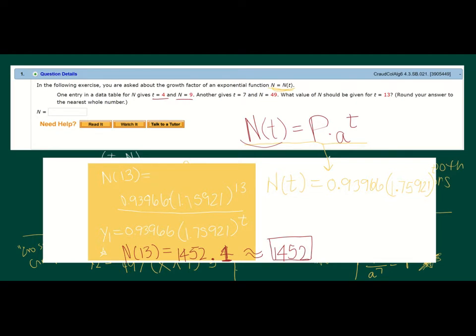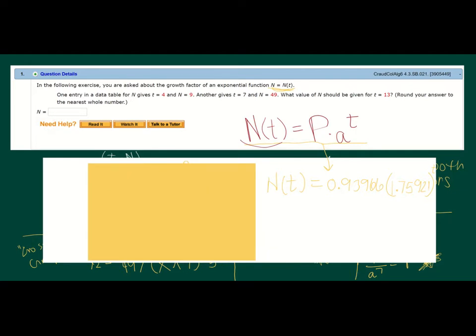All right, so up here, n of 13 is 1452. Notice how we had to find the formula first in order to determine what n of 13 was going to be.